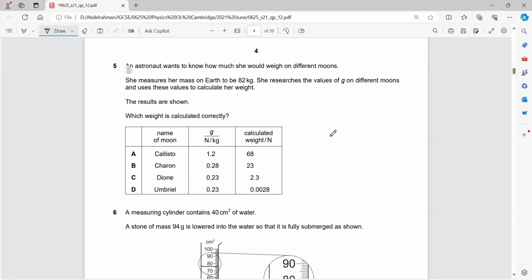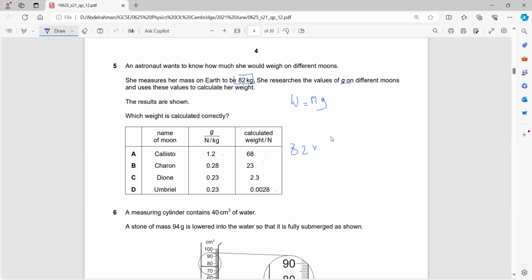An astronaut wants to know how much she would weigh on different moons. She measures her mass on Earth to be 82 kilograms. She researches the values of g on different moons. The results are shown. Which weight is calculated correctly? These are the different weights on the different moons. Her mass is 82 kilograms. How can I calculate the weight? We only have one equation for the weight. Weight equals what? mg.